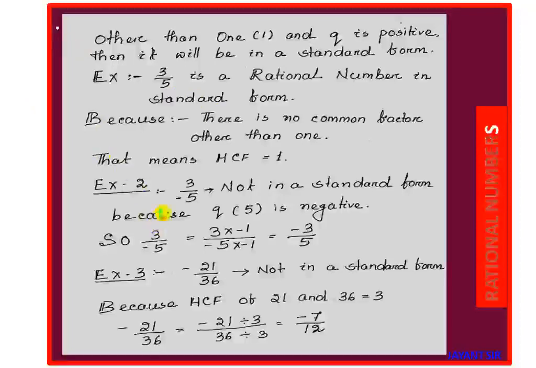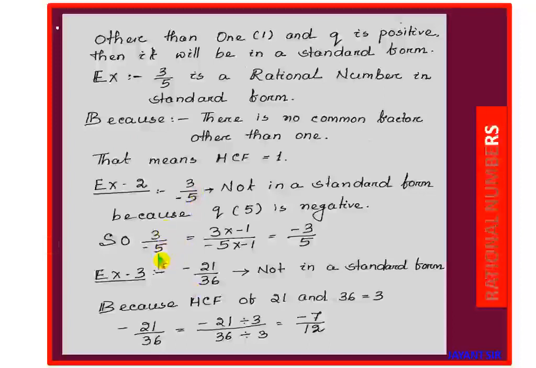Next, example 2: 3 by minus 5 is not in the standard form, because the Q value, that means in P by Q, the minus 5 here, is negative. Though there is no common factor other than 1, the denominator Q is negative. To make it standard form, Q must be positive; the denominator must be positive. So how is it converted so that the denominator becomes positive and it forms the standard form?